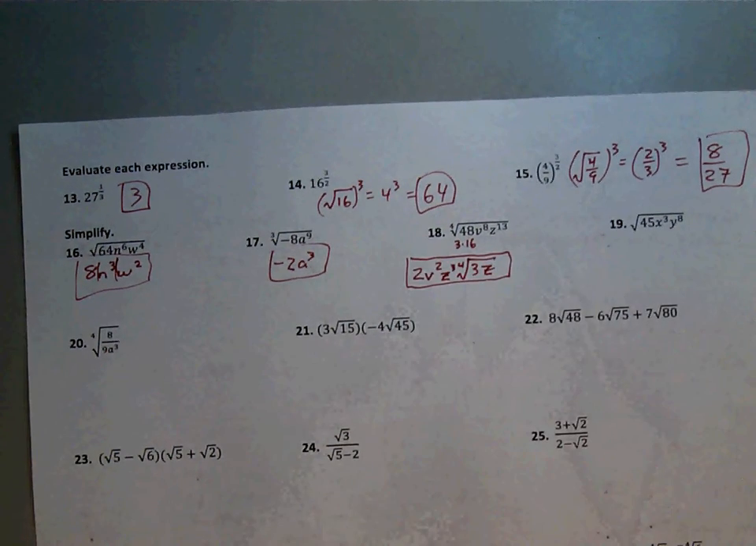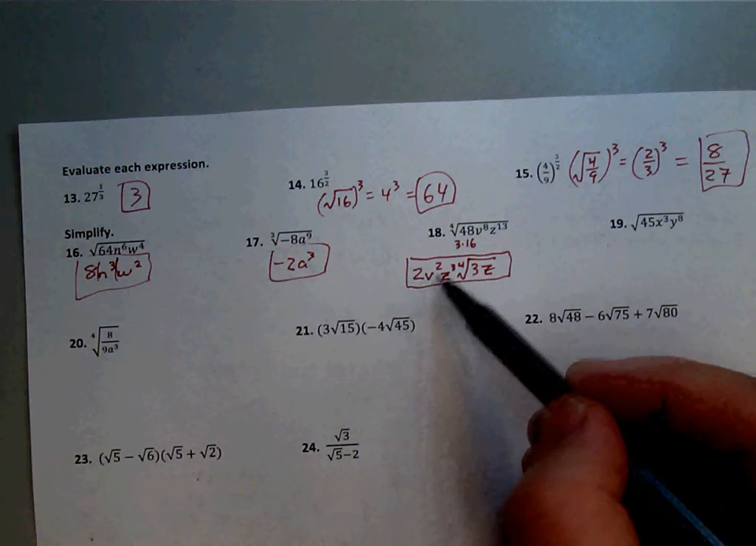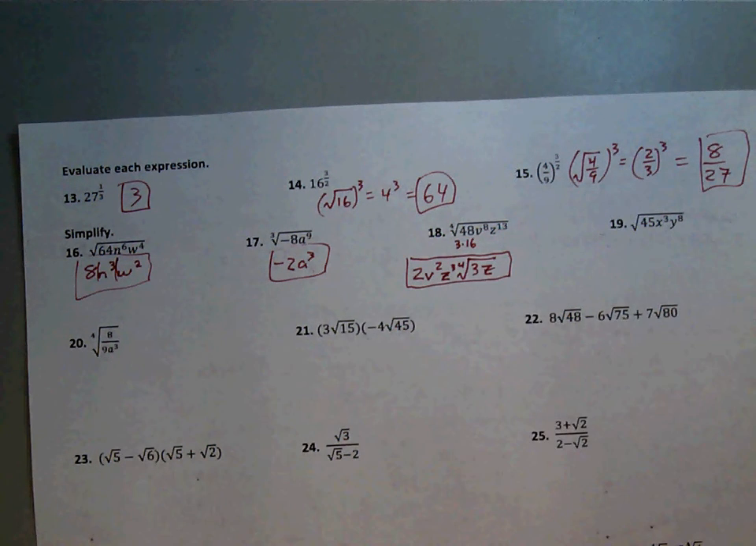This kind of looks like a 3 to the 4th, but that was a fourth root. So 2v squared z to the third times the fourth root of 3z.